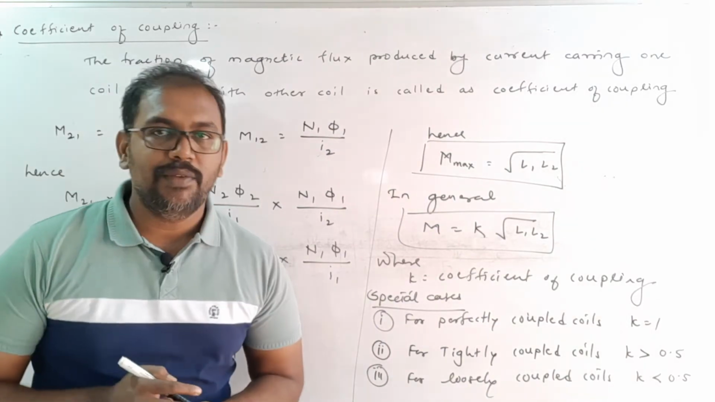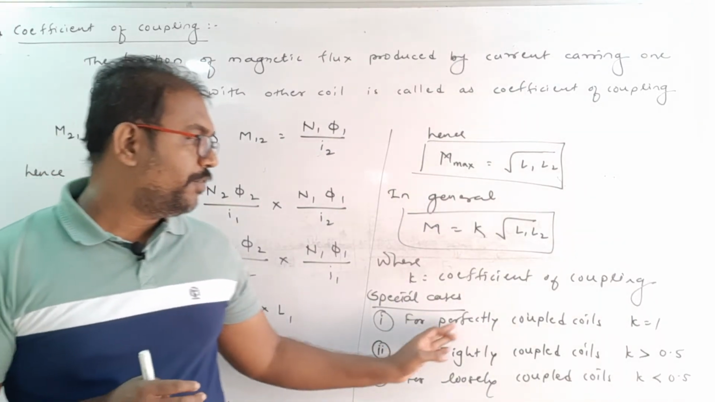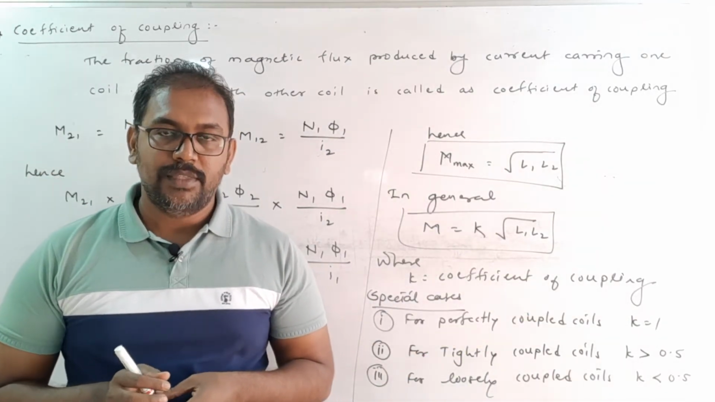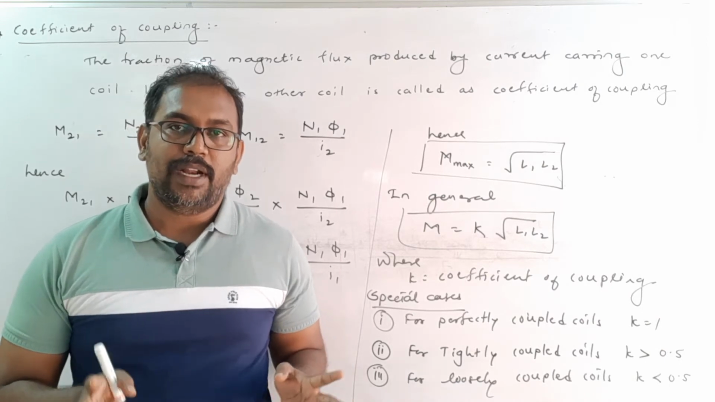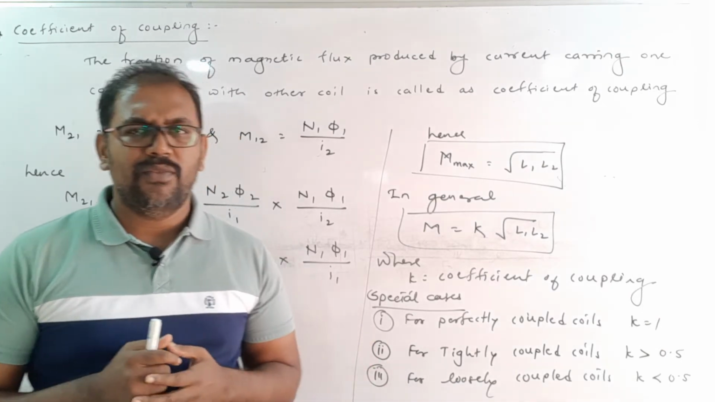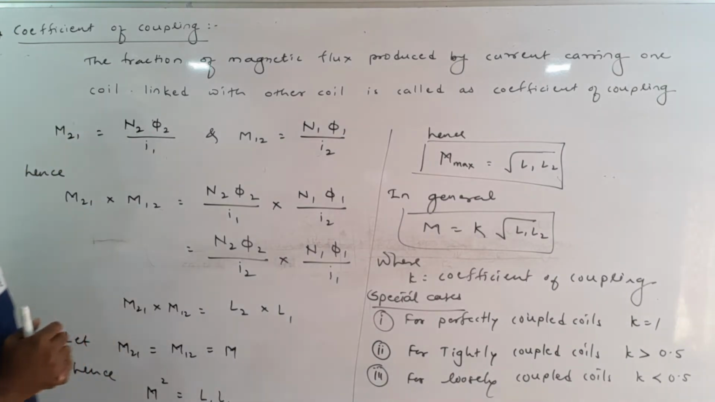But generally we cannot observe perfectly coupled coils, which means K cannot be 1. Practically K cannot be 1. We are not getting perfectly coupled coils. So this is the coefficient of coupling article. I hope everyone understood this.